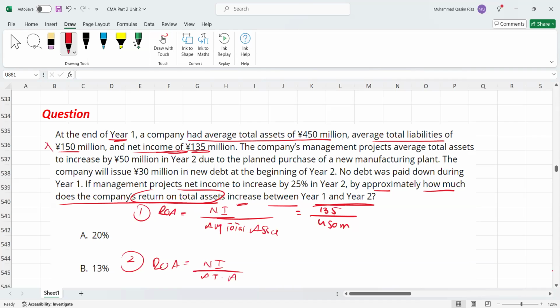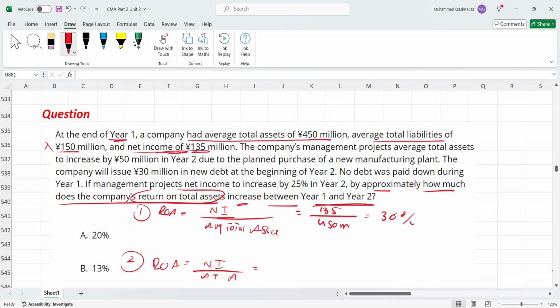So 135 million divided by 450 million and multiply by 100. So it is going to be 30% return on equity in the first year. Now you have to calculate return on equity in the second year.